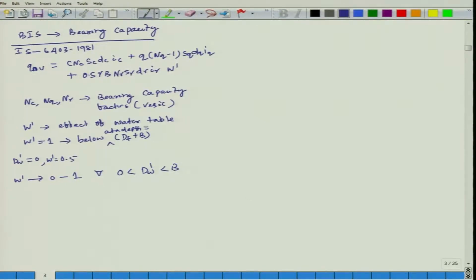So, they have given different factors for different cases: SC, SQ, S gamma, DC, DQ, D gamma, IC and I gamma. These are the cases they have given: shape, depth and inclination factors.